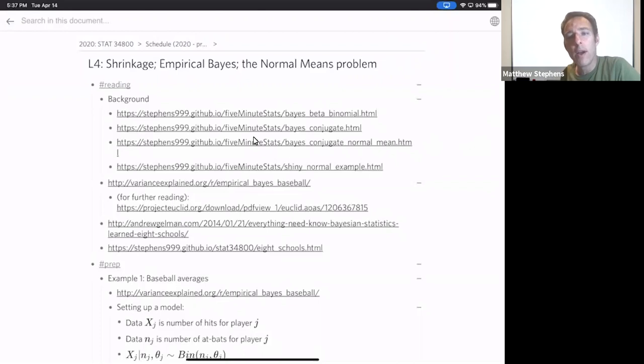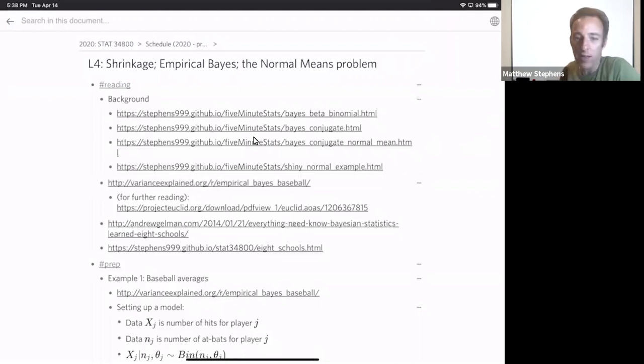Okay, so now I'm going to assume that you're comfortable with the idea of a conjugate Bayesian analysis for, let's say, the binomial mixture proportion using a beta prior. And we're going to move on to the idea of empirical Bayes and shrinkage. We're basically going to give you an overview of that based on the blog post that's available here.